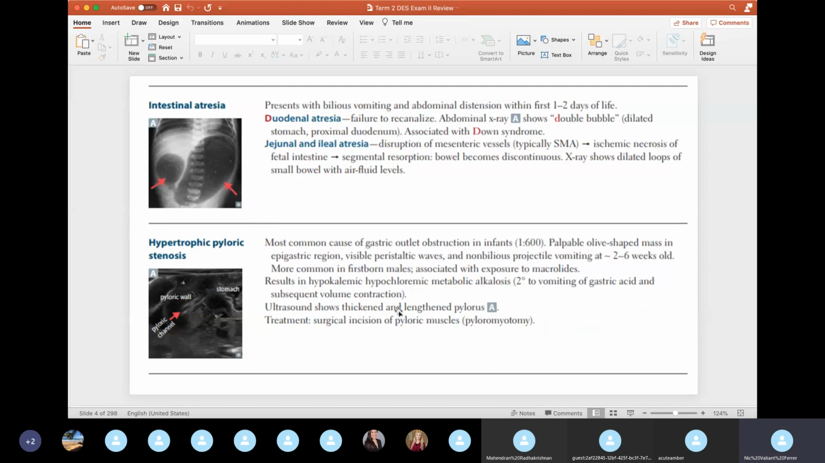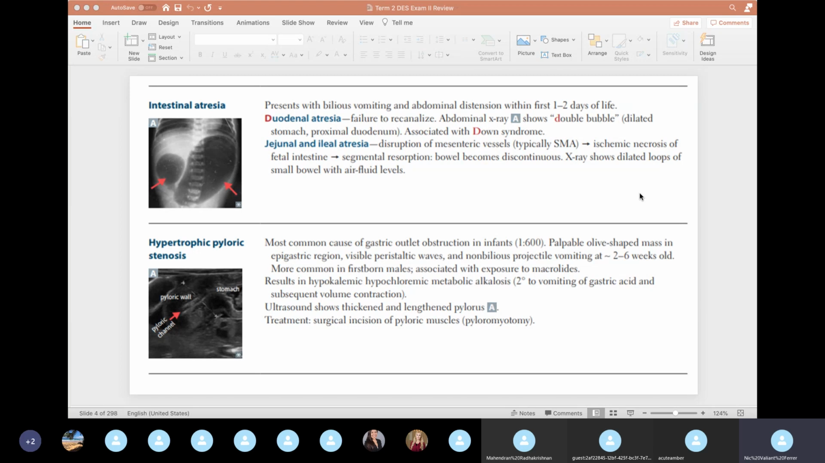Let's talk about intestinal atresia. So this is bilious vomiting and abdominal distension within the first 1 to 2 days of life. There are two kinds, duodenal atresia and jejunal and ileal atresia. So duodenal atresia, what's the embryological defect? Failure to recanalize. In the x-ray, you look at the figure on the left, you have a double bubble sign.